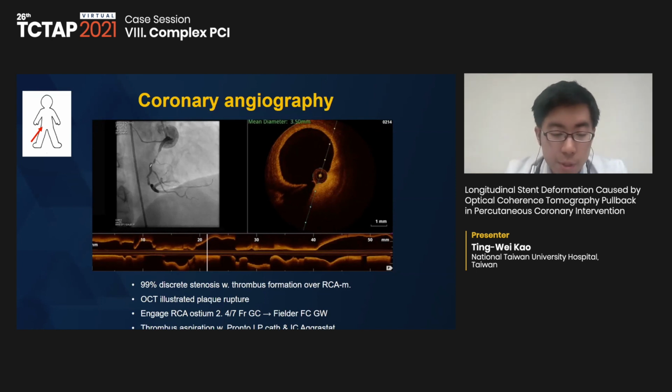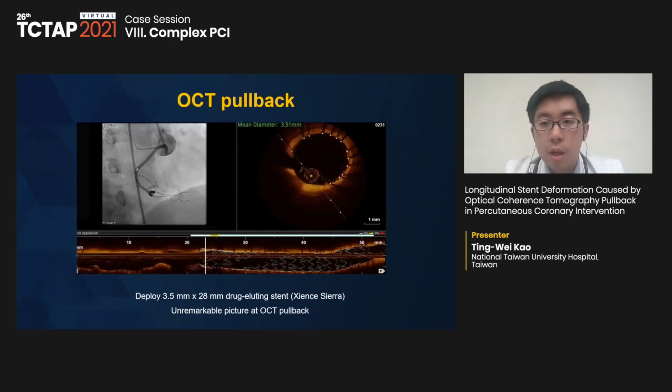Due to high thrombus burden, aspiration with a Pronto catheter, in conjunction with the IC administration of a loading dose of agrastat, was performed. After confirmation of the lesion status and the landing zone by the OCT, the Sierra drug-eluting stent was deployed uneventfully. No remarkable finding was noted during the OCT pullback.